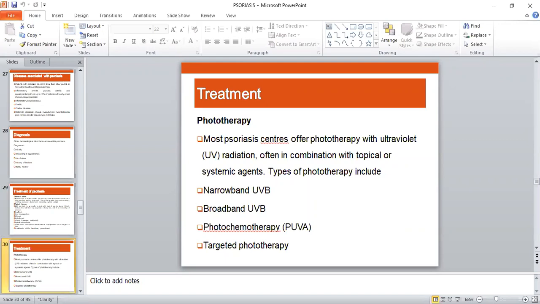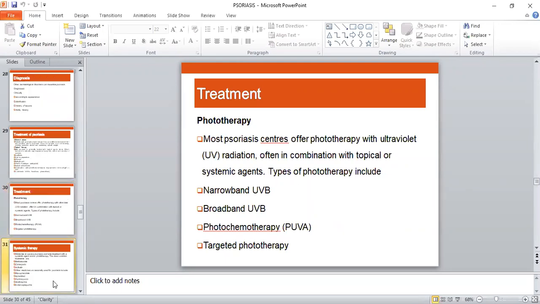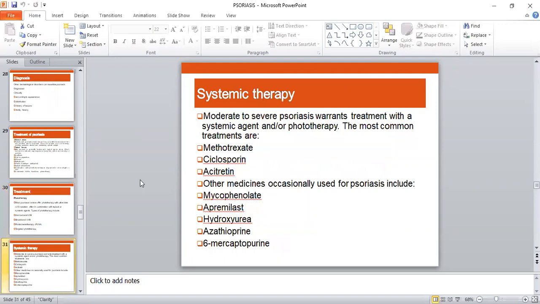This is also a life-saving thing, because if we can't give them systemic therapy or topical therapy, and it's not responding to the topicals, we go for these phototherapies because they have fewer side effects. It's a very good therapy with fewer side effects.